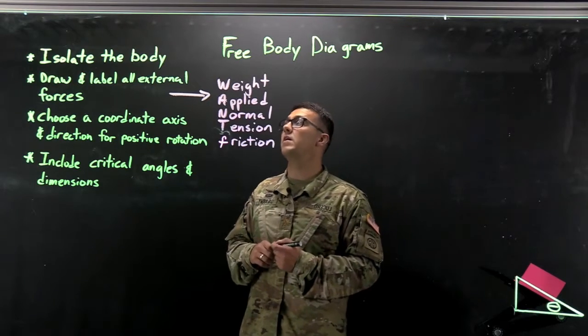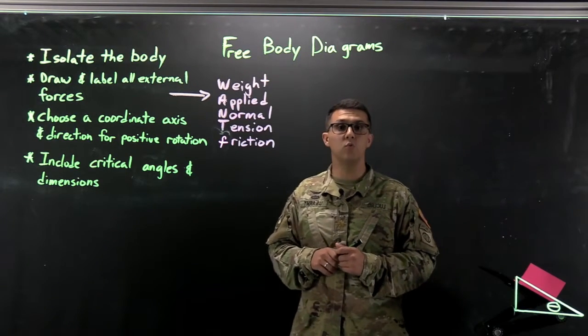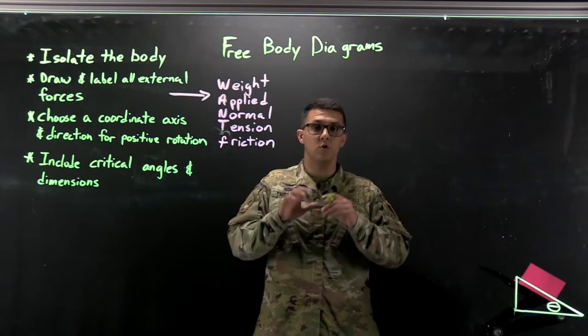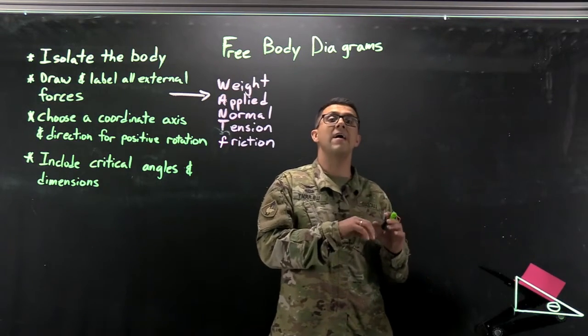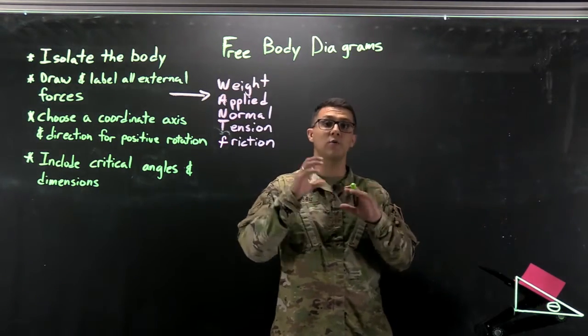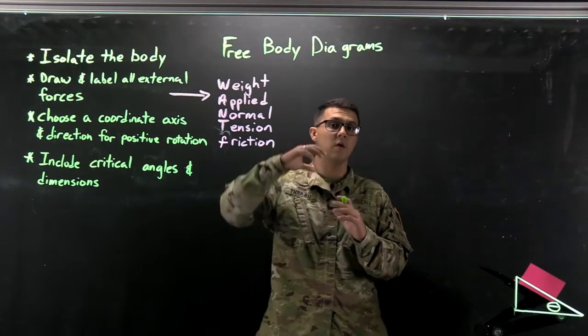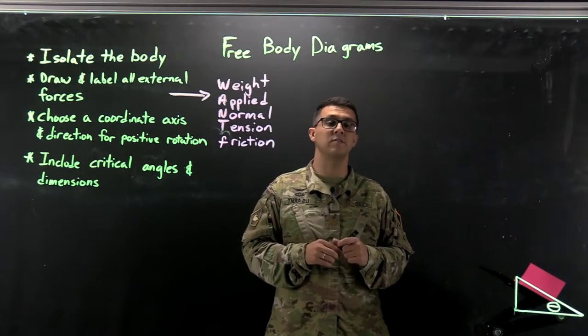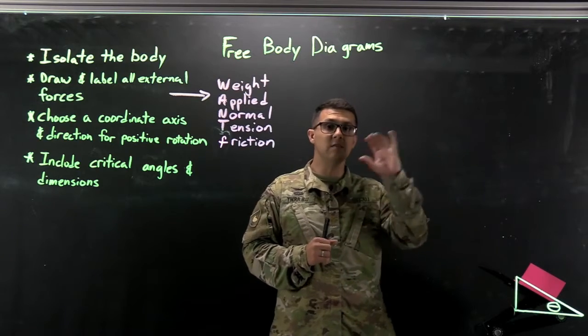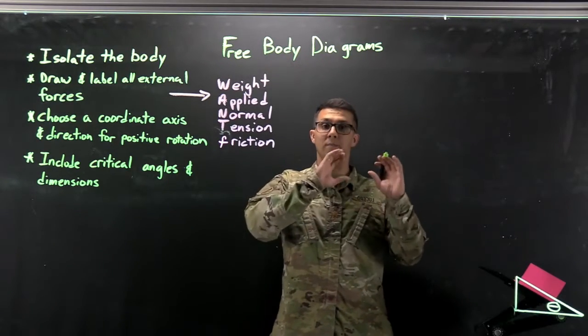The first step is isolate the body. Whenever you're applying Newton's second law, you want to isolate your body. Look at your picture, your drawing. You have different objects. You may have pulleys. They may be on inclines, doing all these different things. Look at one body at a time, isolate that body, and draw it by itself.